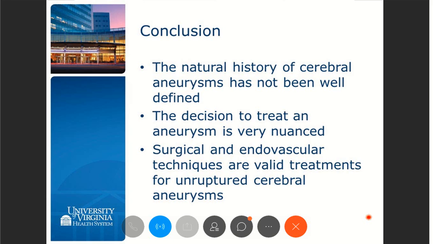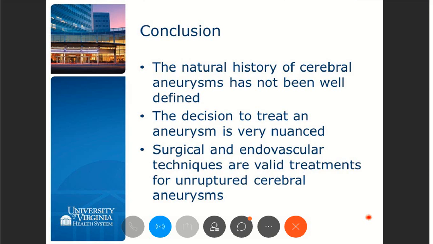What is your usual follow-up for a patient who has, let's say, a middle-aged patient who's relatively healthy, who has a 4-millimeter aneurysm in the anterior circulation that you decided not to treat? What do you typically do to follow that patient?